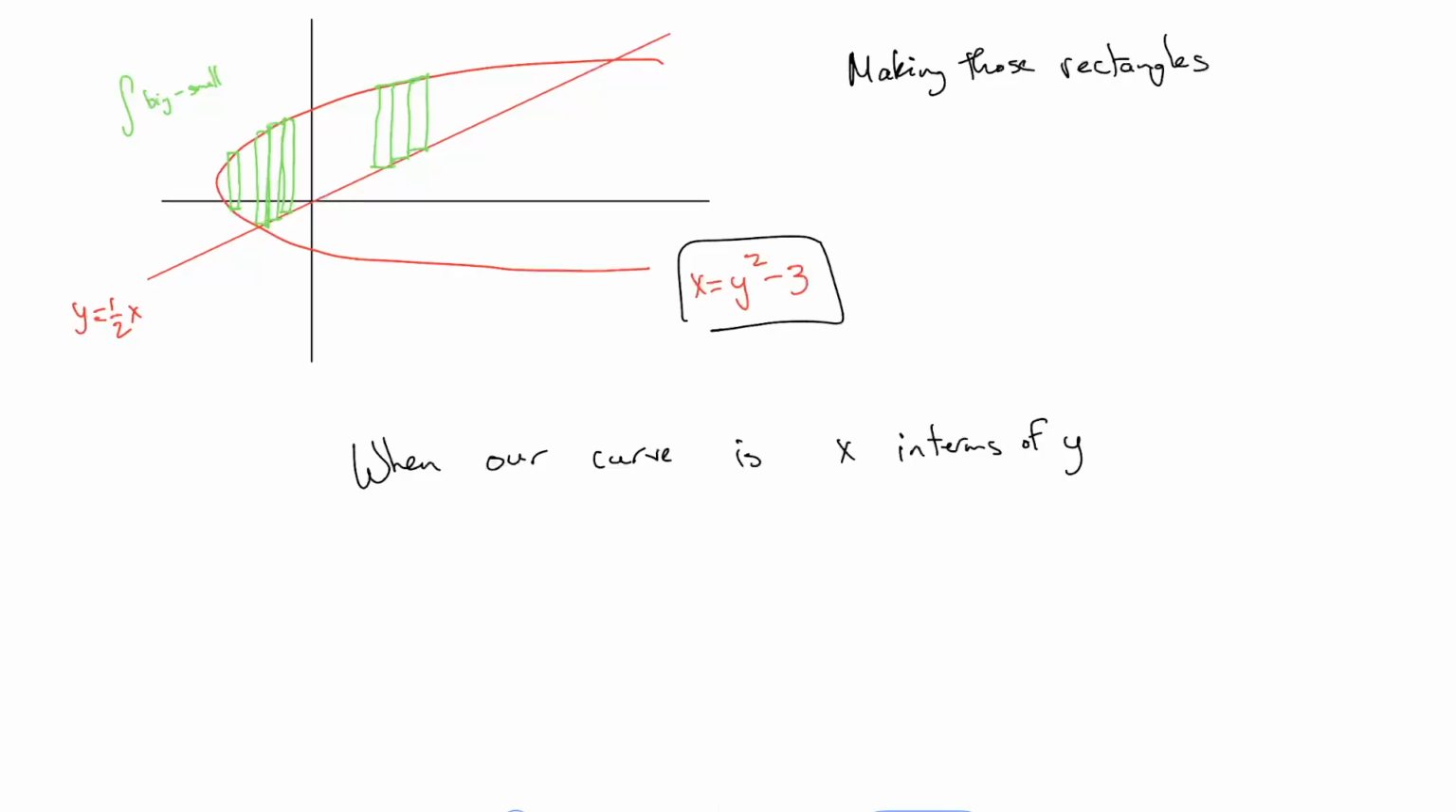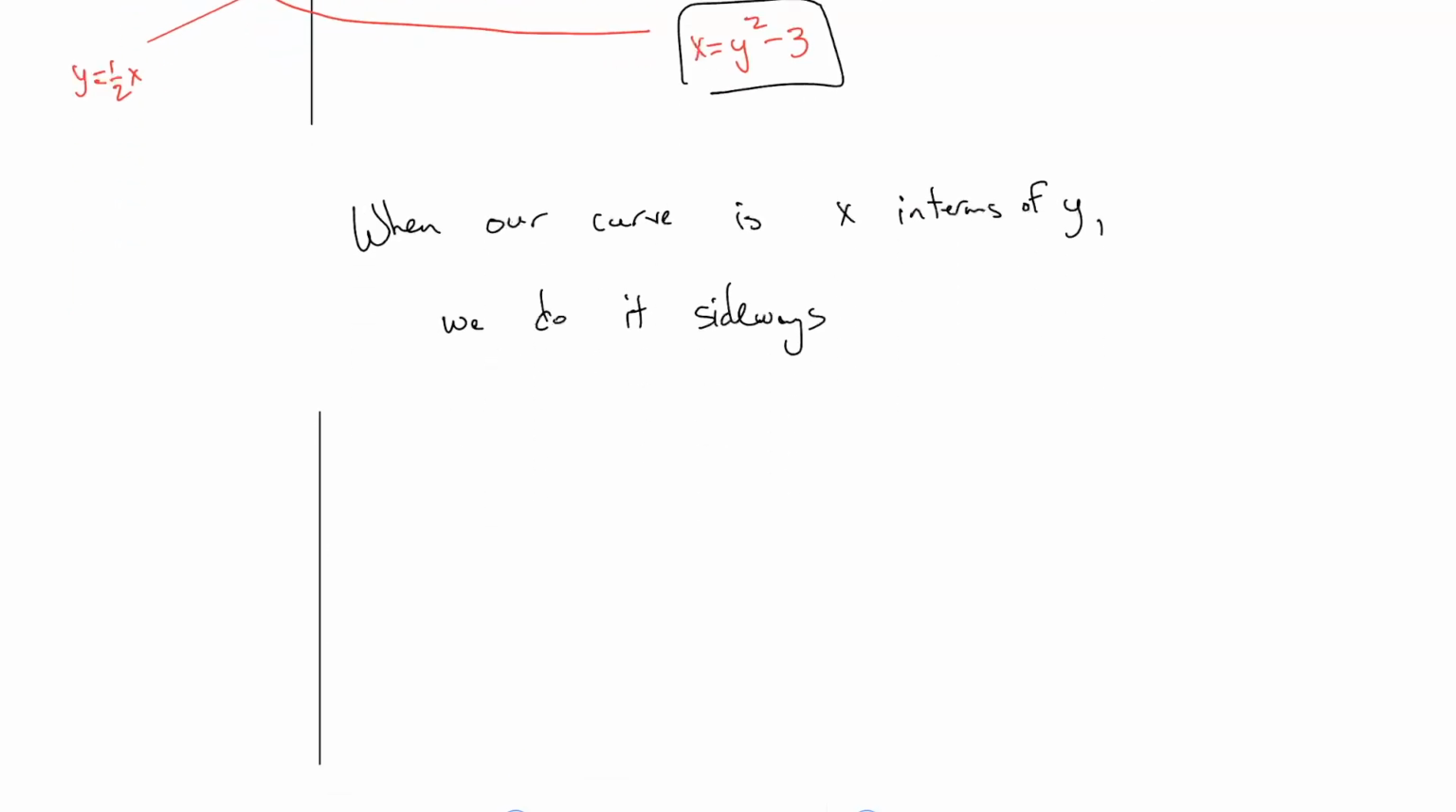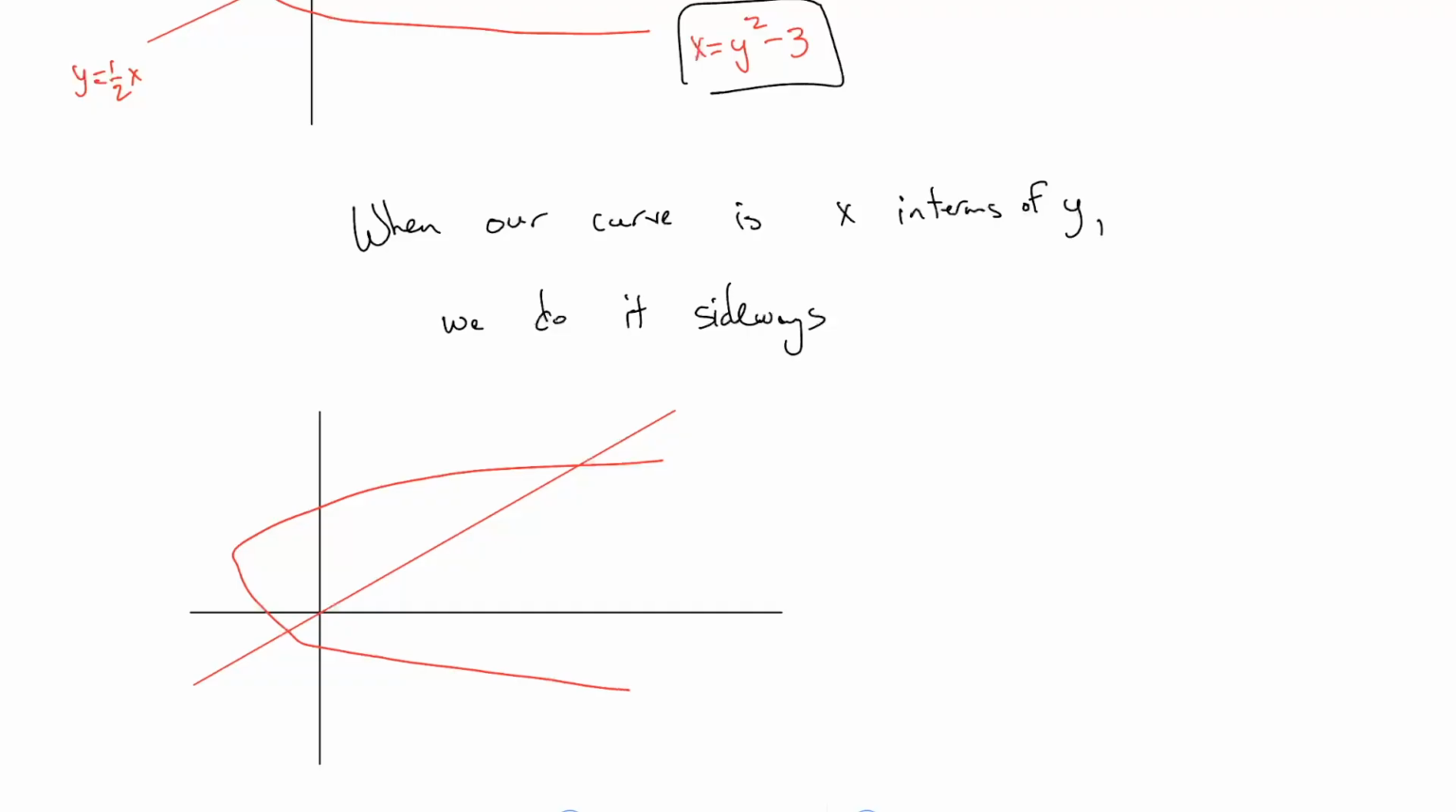So when our curve is x in terms of y, we do it sideways. What I mean by that is, I'm going to draw the same picture again. So the line goes like this. The parabola goes like this. Sorry, this is not very curvaceous. But what I mean by do it sideways is we imagine all our little rectangles go like this. And now actually they work fine.